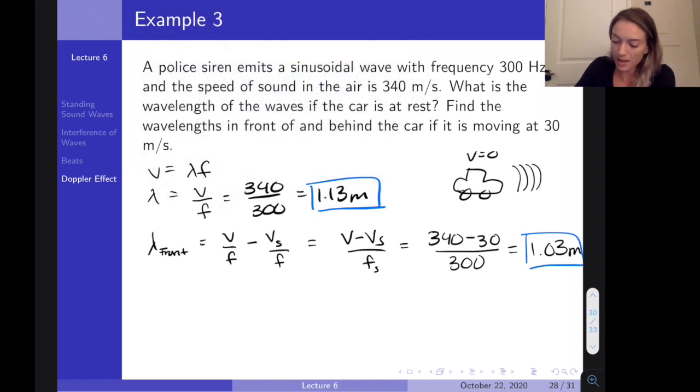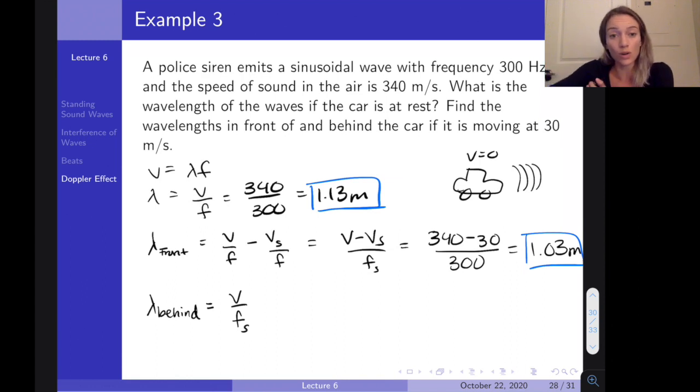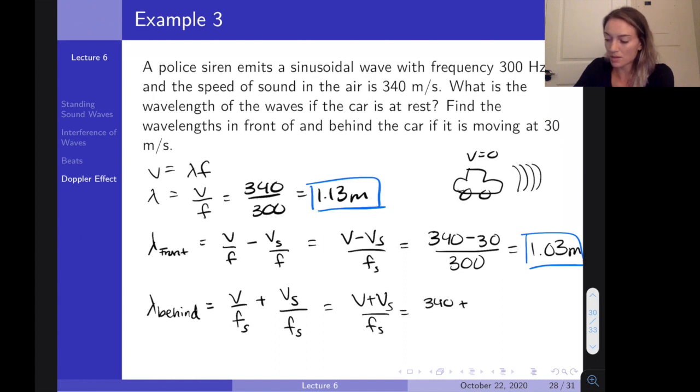So now the wavelength behind, we're going to have the same thing where it's V, the velocity in air, divided by the frequency of the source. But now it's going to be plus, because we expect the wavelength to look longer behind the car. So that's going to be V plus Vs over Fs. So we have 340 plus 30 divided by 300, and that gives us 1.23 meters. And that's again what we expect because this is longer than the at rest wavelength.